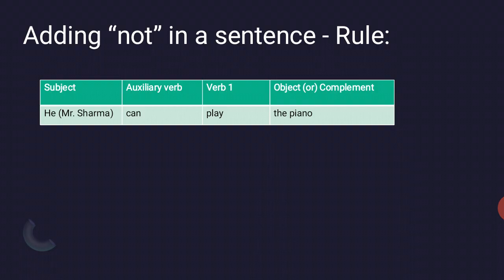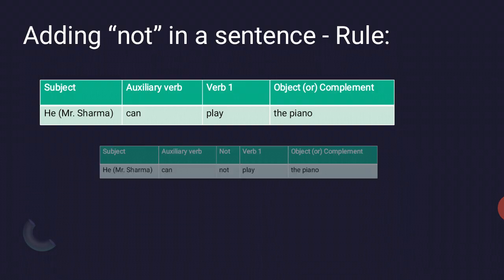That means Mr. Sharma can play the piano. That is given in modal auxiliaries. For modal auxiliaries, we merely add not to the auxiliary only. But the difference is that before, the sentence has a main verb. Here it is an auxiliary verb that helps the main verb. So it is helping the main verb.